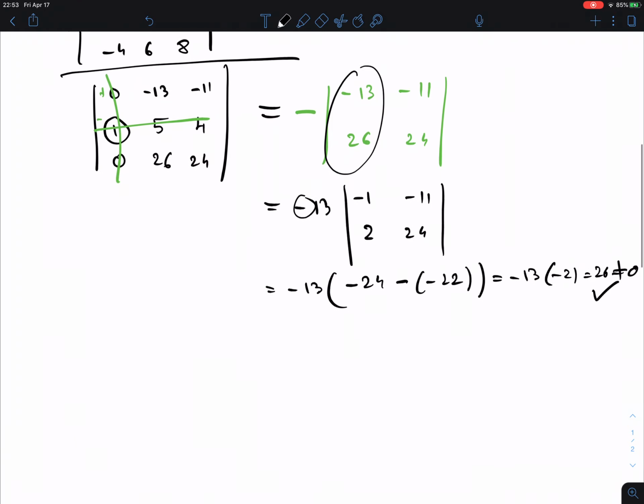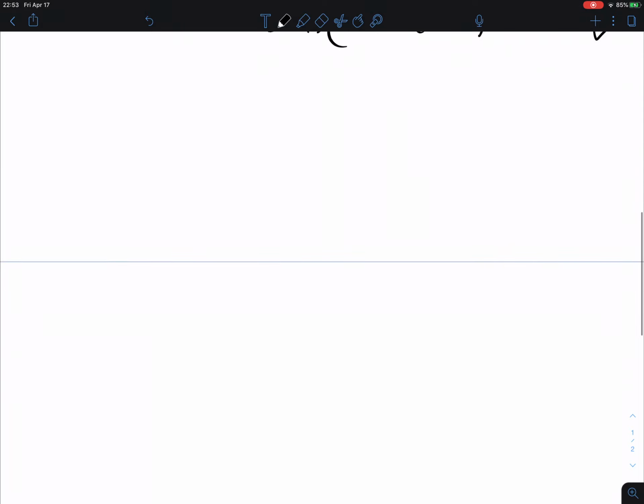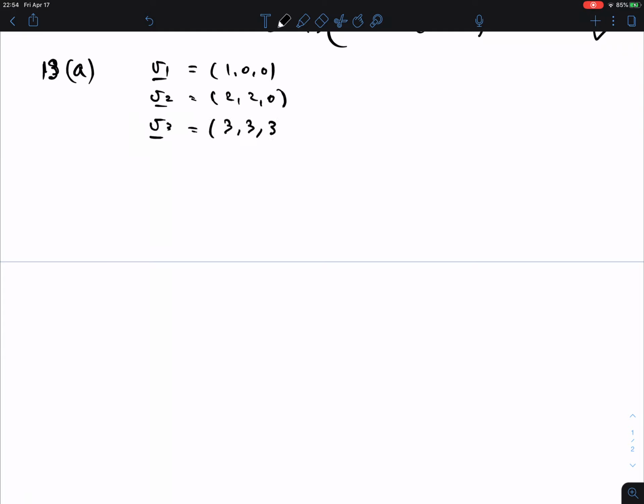Now, how is question 13 different? In part A, we are given three vectors, so I'm going to write them up again. V1 is 1, 0, 0. V2 is 2, 2, 0. And V3 is 3, 3, 3. They were trying to be cute. We don't know yet that it's a basis, but they tell us it is, and we'll see very shortly why it's a basis.